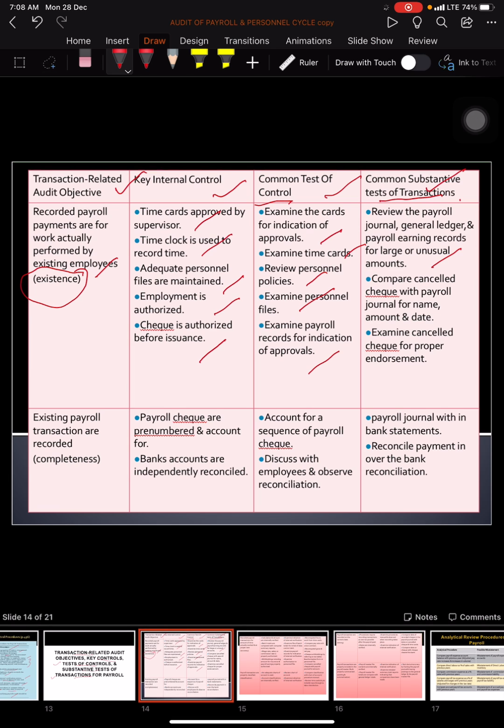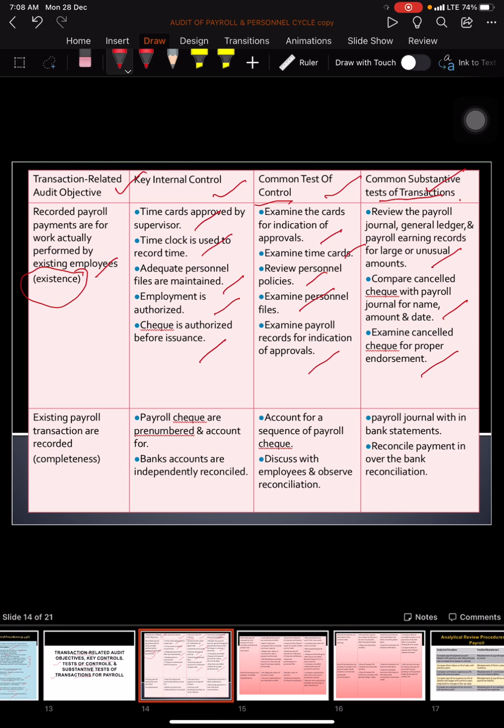So for the transaction, you have to review the payroll journal, GL, and payroll earnings record, and then compare any canceled check with the payroll journal for name, amount, and rate. So for example, if there is a check, you have to see whether there is any canceled check.